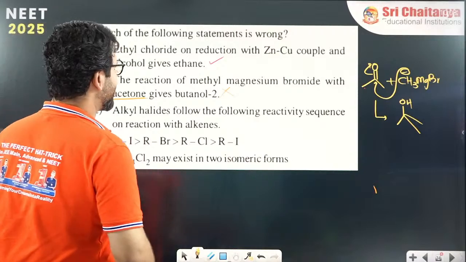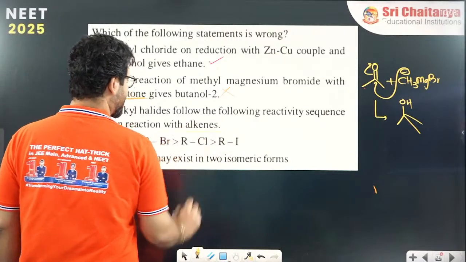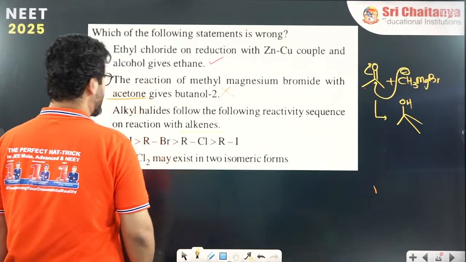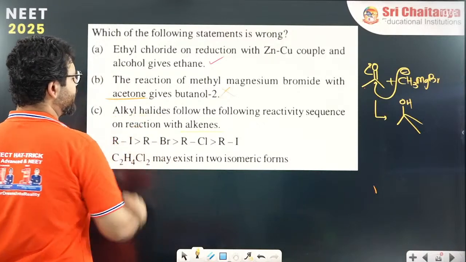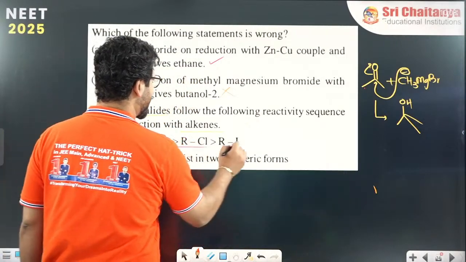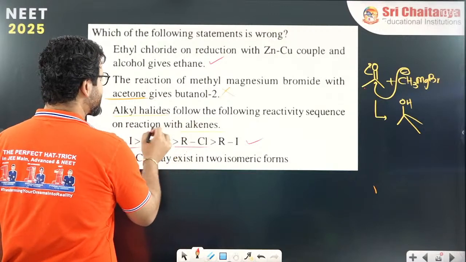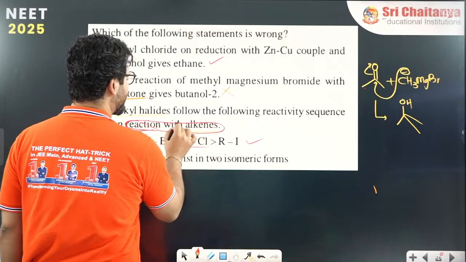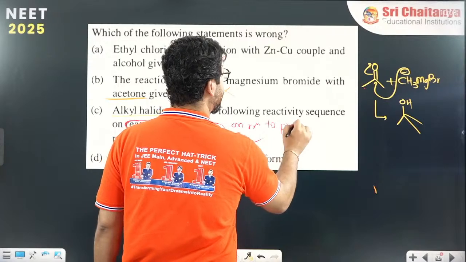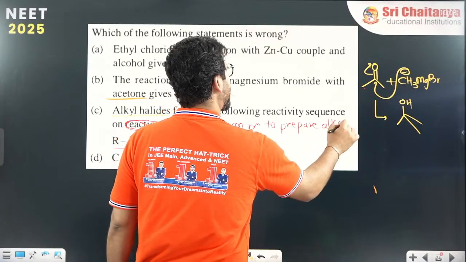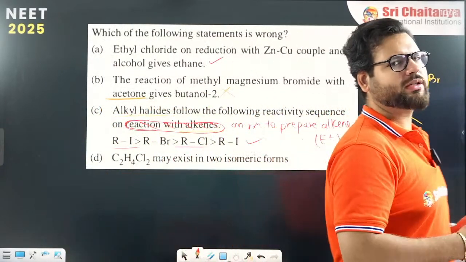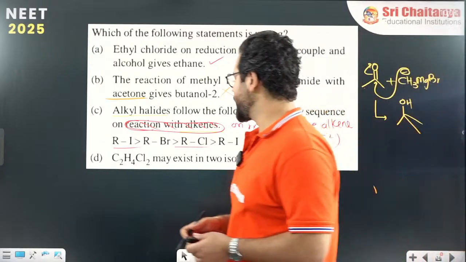Alkyl halides follow the following reactivity order on reaction with alkenes. Not reaction with alkenes, I think they want to say on reaction to prepare alkene. This is a little wrongly written question, but alkyl iodide will always be more reactive. This is correct. We are talking about E2 elimination. So during elimination reaction or substitution reaction, iodides are always more reactive.